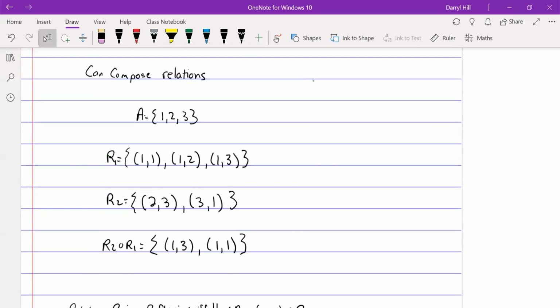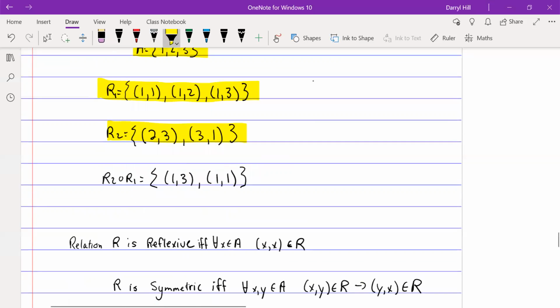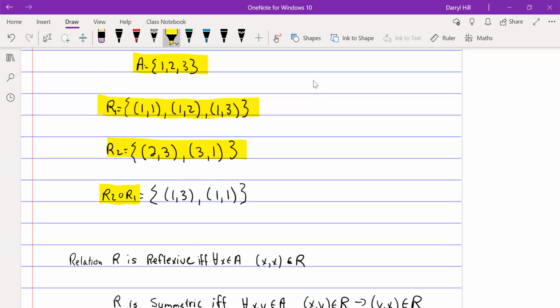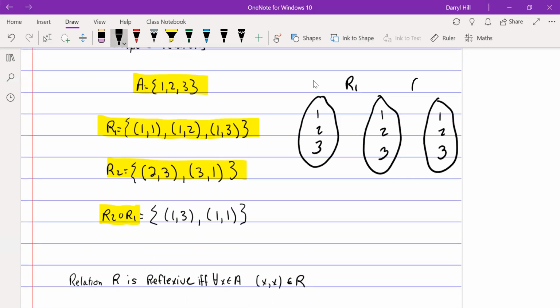Right, you can compose relations. So if I have a set A and a relation on A, R1 maps A to itself like this, and R2 maps A to itself like this, then R2 followed by R1, which is what this means. So if I drew that out, 1, 2, 3, 1, 2, 3, 1, 2, 3. So these are all A, but this is R1 and this is R2. So R1 is 1 to 1, 1 to 2, and 1 to 3. And R2 is 2 to 3 and 3 to 1.